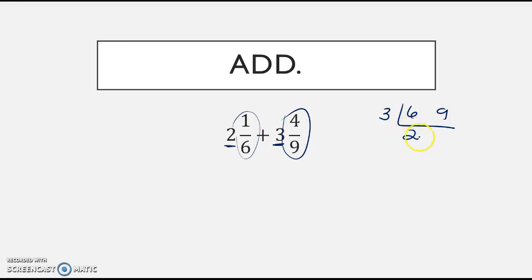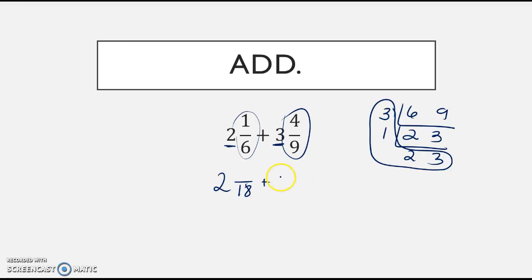6 divided by 3 is 2. 9 divided by 3 is 3. And then only 1 can go into both of those. We multiply our outside numbers. 3 times 2 is 6. 6 times 3 is 18. So we would rewrite these with the denominator of 18.